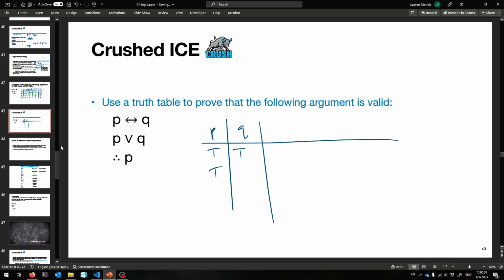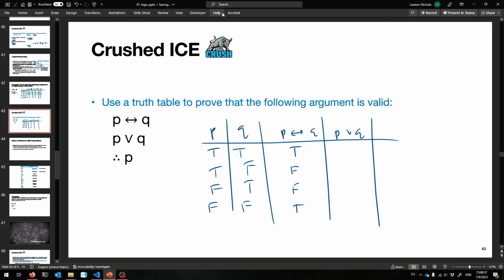True, true, true, false, false, true, false, false. We have P if and only if Q, and that's true when their values correspond, when they agree. And so that's a true, a false, a true. And then we have P or Q. That's true if any of them are ever true. It's only false here when they're both false. So it's true all these places. And then we were trying to show P. P is the conclusion.